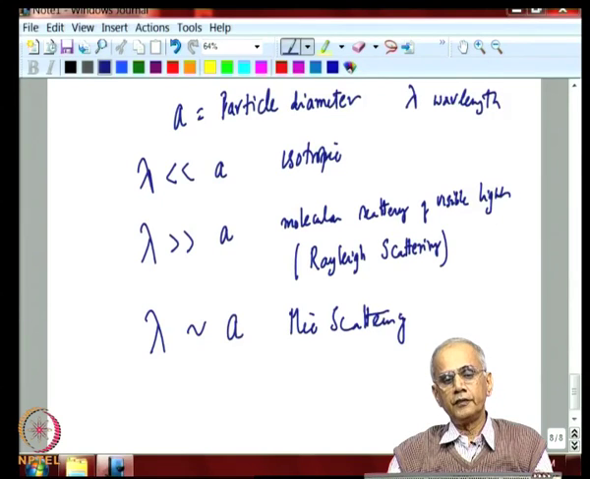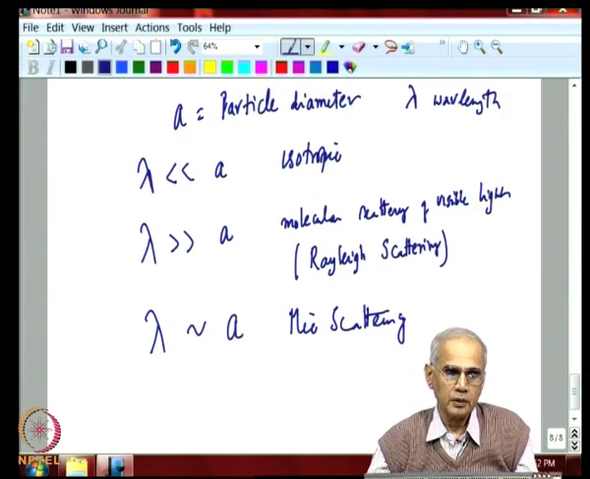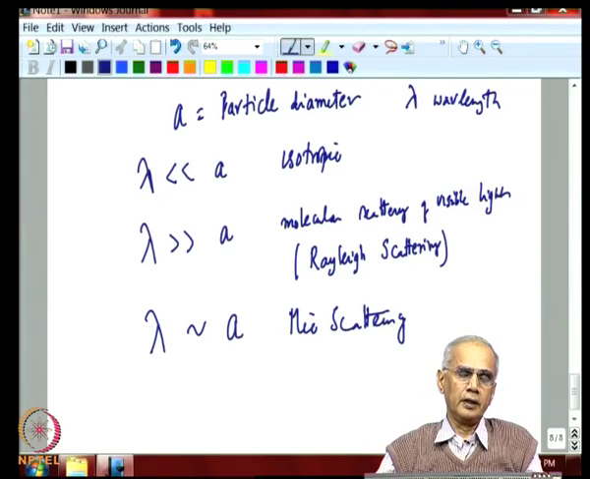On the other hand, if the wavelength of the photon is much larger than the dimension of the particles which are scattering, like the molecules. So, if you have visible light, which is of the order of 0.7 micron, and a molecule of the size of 10 to the power minus 4 micron, obviously lambda is much greater than A, and you get the standard Rayleigh scattering, which we will discuss a little later.